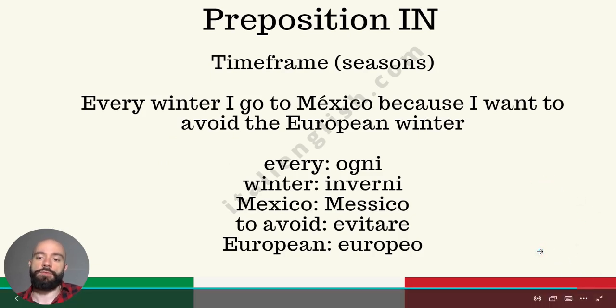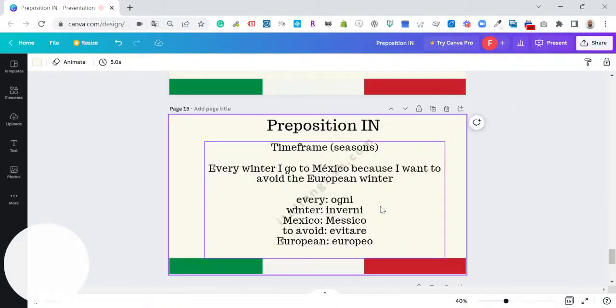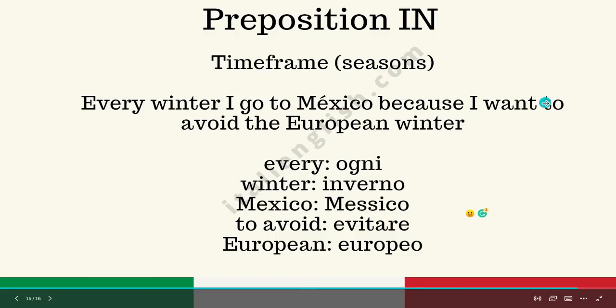Every winter I go to Mexico because I want to avoid the European winter. Every is ogni, stays the same, doesn't change. Winter, there is a misspelling here. Let me fix it right away. In singular masculine it is inverno, and it's always singular masculine. Mexico is Messico. There is no letter X, the letter X doesn't really exist in Italian. To avoid, evitare. European, the adjective is europeo. Okay? The translation of this sentence is the following.